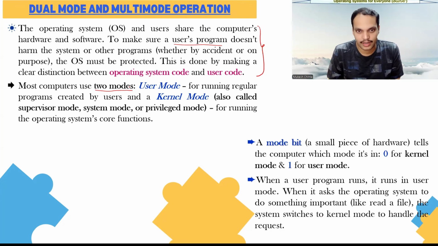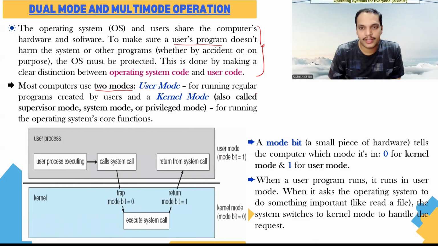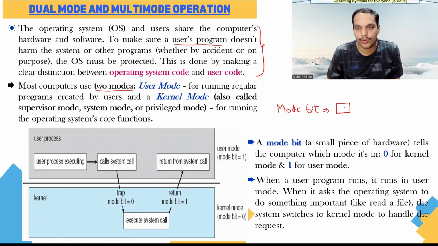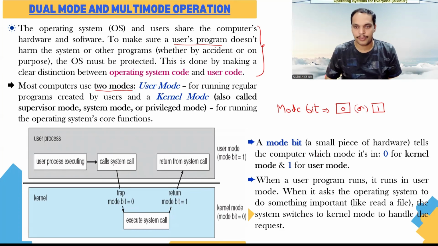Let me elaborate on that. In order to maintain this, we have something called a mode bit. We discussed bits: bit stands for binary digit. It is either 0 or 1. There are only 2 possible values, 0 or 1. That is what we call a bit. So a mode bit, a small piece of hardware, tells the computer which mode it's in. If it is 0, it is in kernel mode, and if it is 1, it is in user mode.